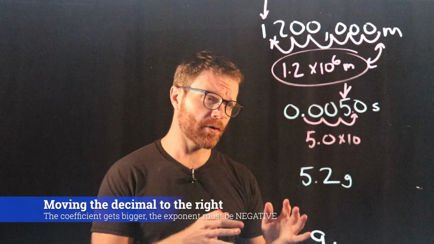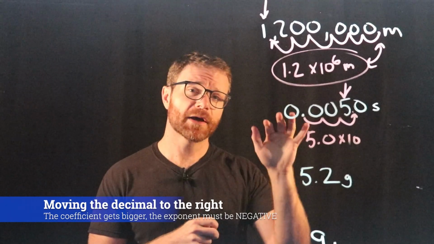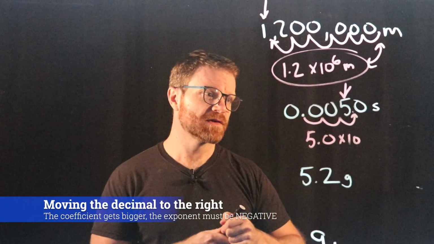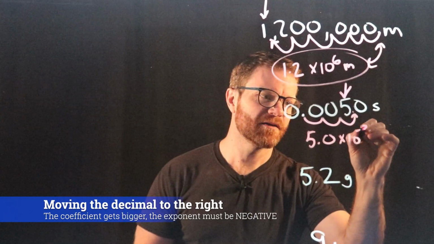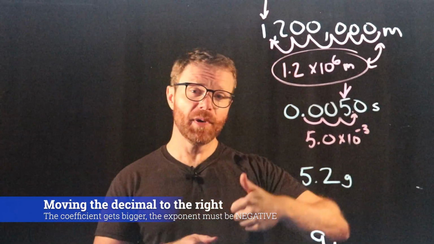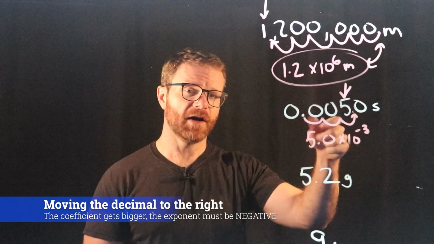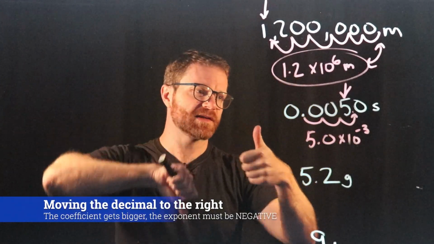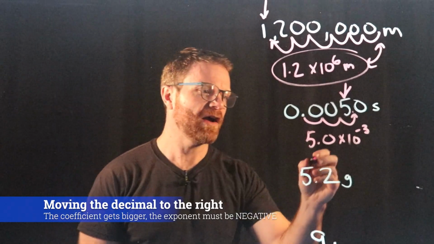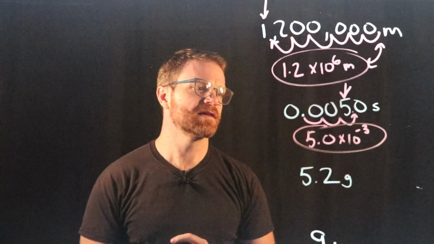And so therefore, we need to make our exponent smaller. So instead of being 1.2 times 10 to the third, it's the negative third. We made our number bigger. We went from 0.005 to 5. So we need to make our exponent smaller to balance that out. Negative 3. 5.0 times 10 to the negative 3.